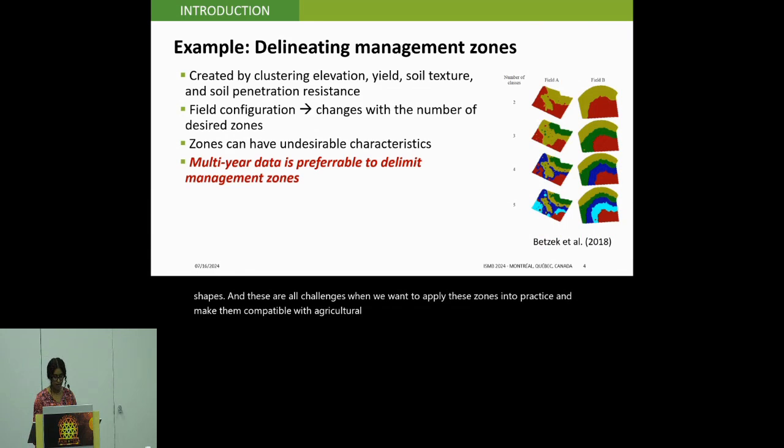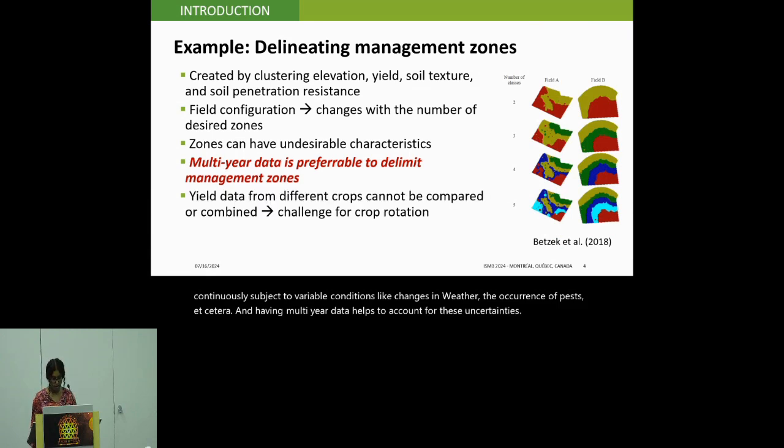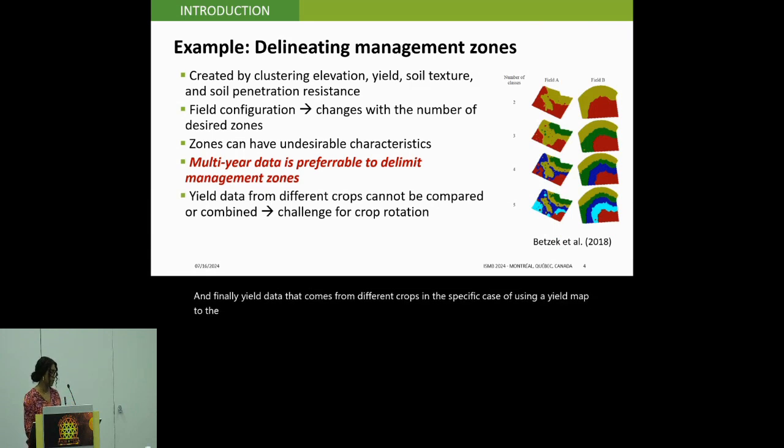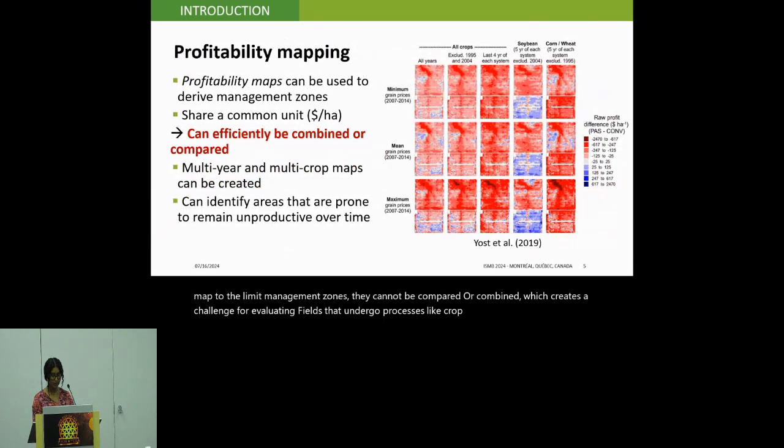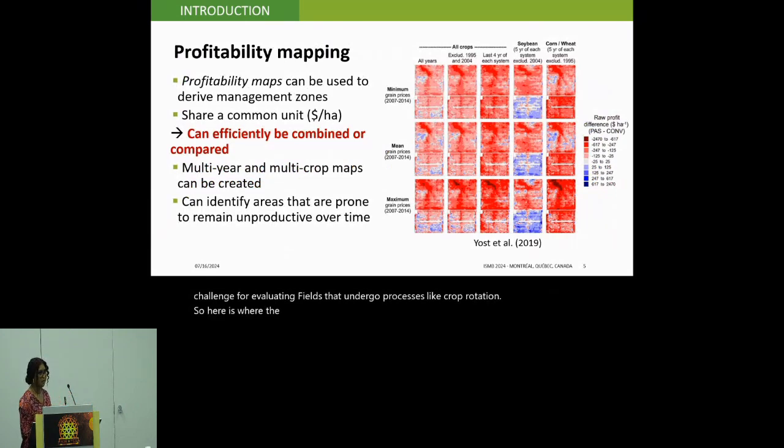machinery. And another thing that we need to take into consideration is that multi-year data is preferable to delimit management zones. And this is because agricultural fields are continuously subject to variable conditions like changes in weather, the occurrence of pests, etc. And having multi-year data helps to account for these uncertainties. And finally, yield data that comes from different crops, in the specific case of using a yield map to delimit management zones, cannot be compared or combined, which creates a challenge for evaluating fields that undergo processes like crop rotation. So here is where the concept of profitability mapping comes in.